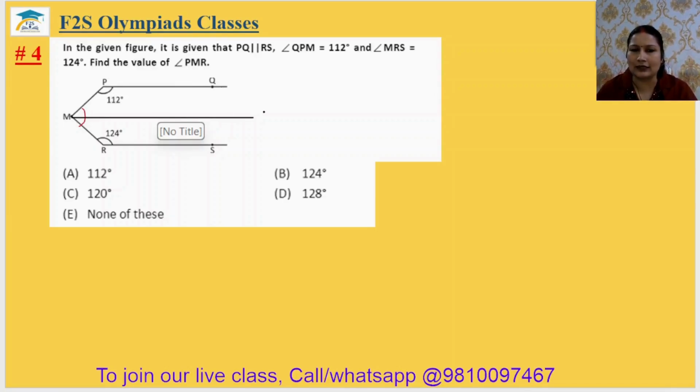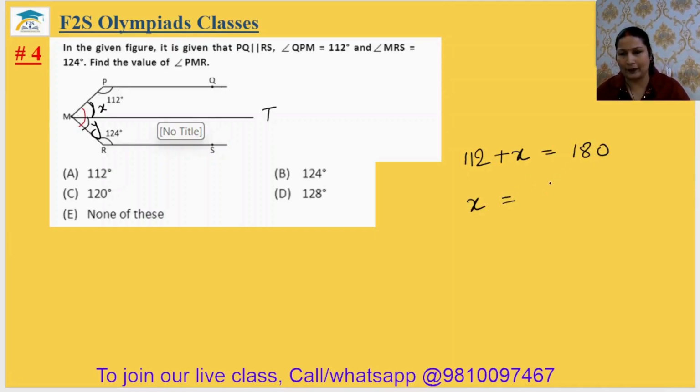Angle P and this, suppose it is T. So you can say angle P and angle PMT, its sum should be 180 degree. Okay. Suppose it is X and this is Y. Its sum should be 180 degree. So you can write 112 plus X equal to 180 degree. So X will be equal to 68 degree.